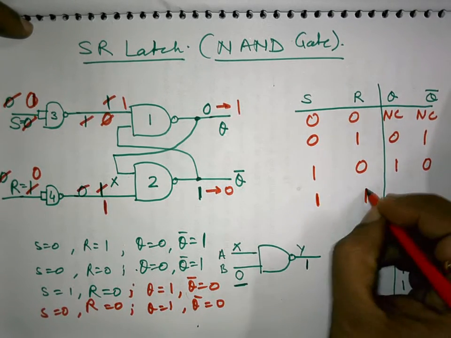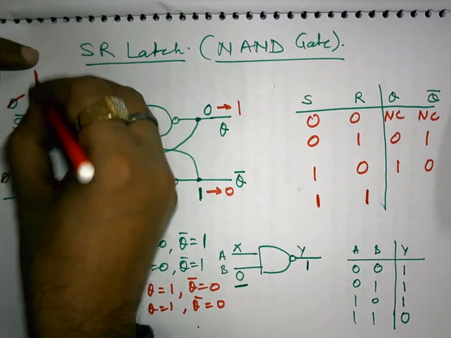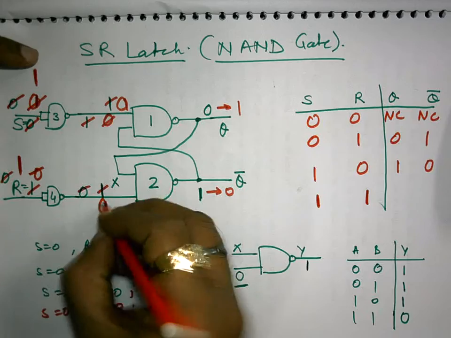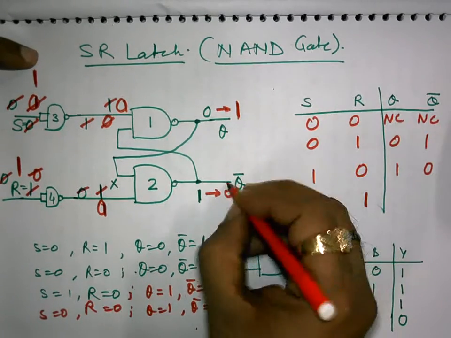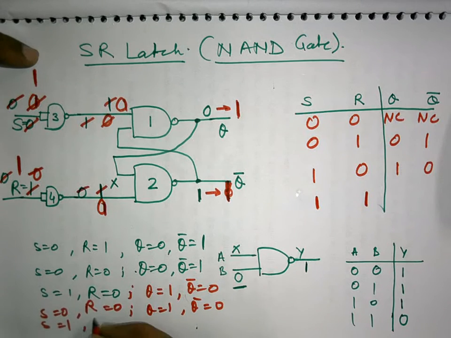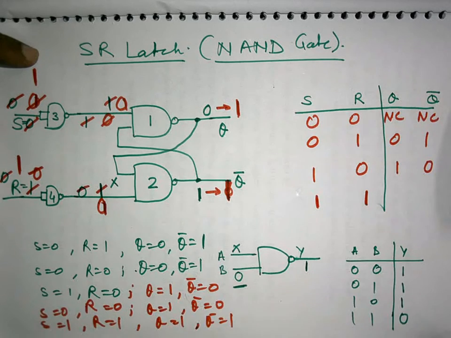But we have to observe what will happen for 1, 1. If we apply 1, 1 over here, naturally 0, 0 will come over here, and this 0, 0 will make both the outputs 1, 1, which is itself not a valid situation for the outputs to be complementary. But you see what will happen if we withdraw the input after this. This means we have made S equal to 1, R equal to 1. What happened? Q became 1 and Q bar became 1, no problem.